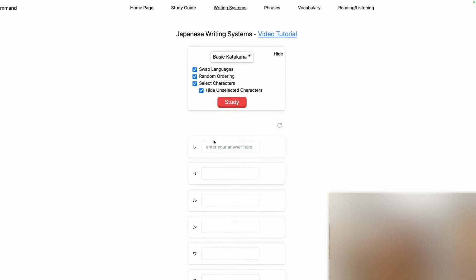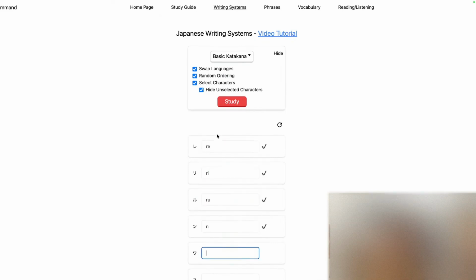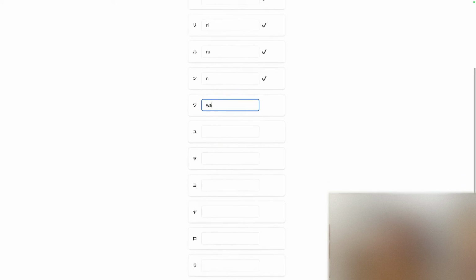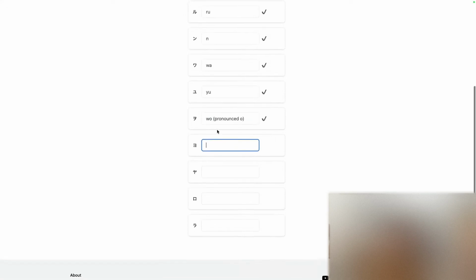So let's try that. So this is re, ri, ru, en, la. This one points, you. This is wo, pronounced o. By process of elimination, this is yo from the cluster of 3. This is ya, this is ro, and this is ra.